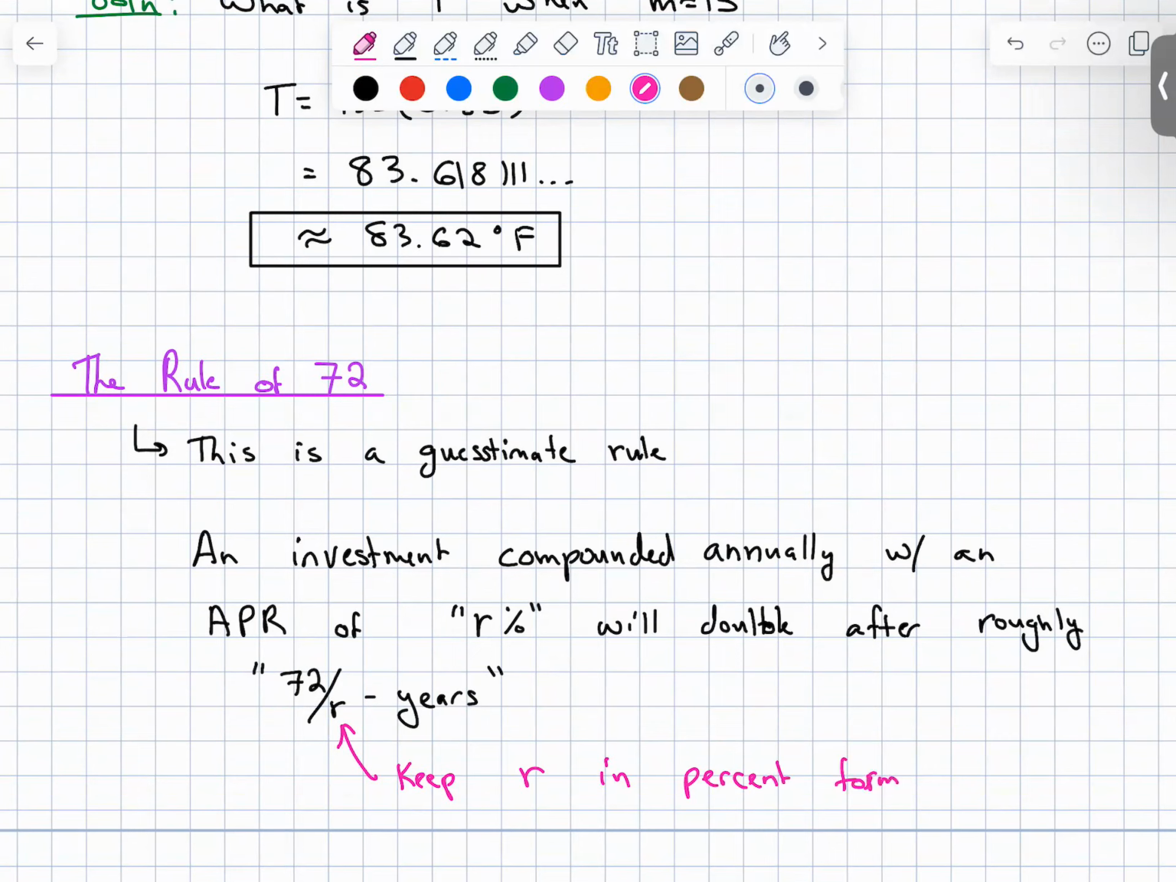This is that one situation where we're not going to convert it to a decimal. If you convert it to a decimal, your number will end up being 100 times larger than it should be. So if it would normally take you 5 years, it's going to take you 500 years to double your investment, which is not very feasible.